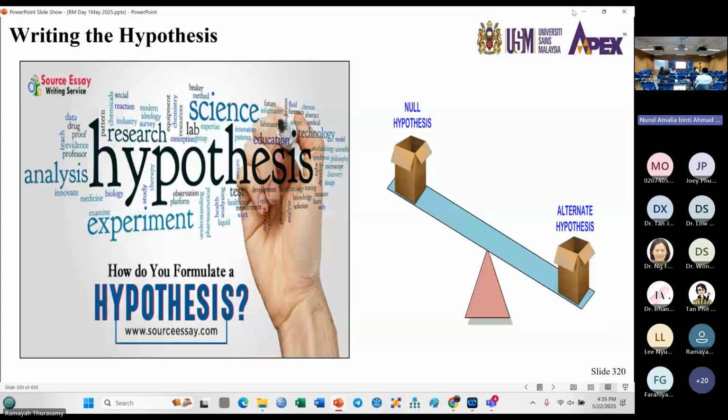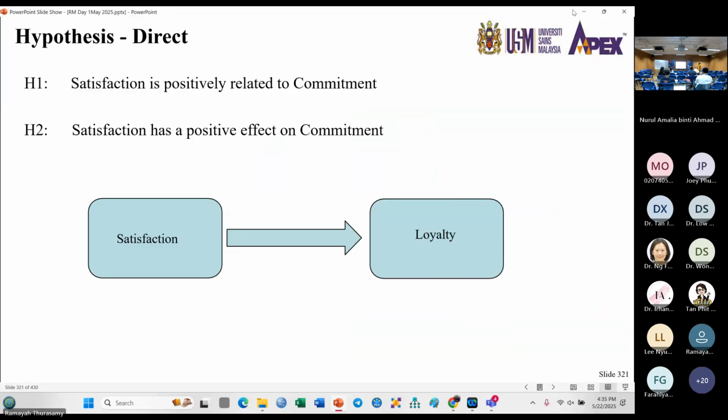Now, writing hypotheses, we have a direct relationship, right? First we want to write a direct relationship. How many of you write "satisfaction is positively related to commitment"? First one? Second one, everybody write the second one. That's the option you have.